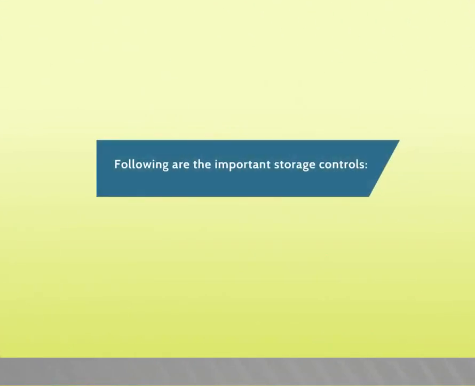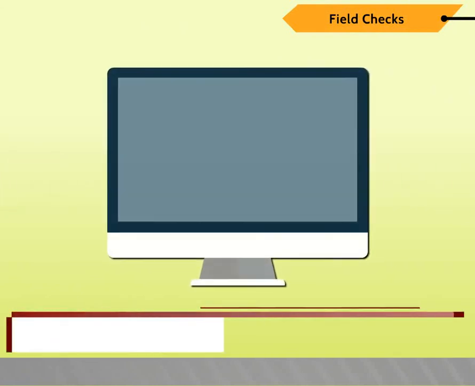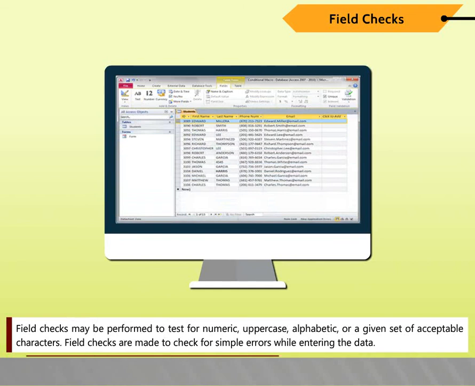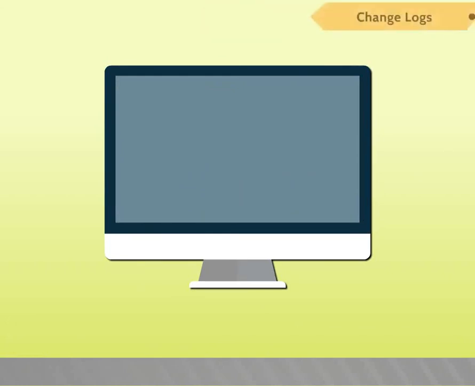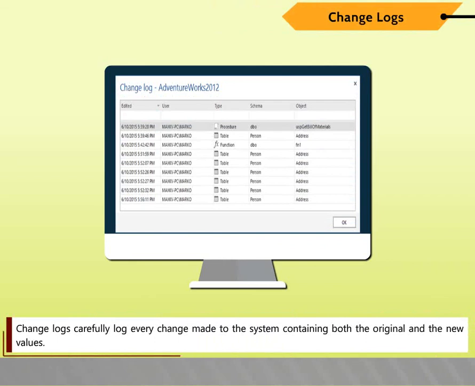Following are the important storage controls. Field checks. Field checks are tests for appropriate values in a position or action. Field checks may be performed tests for numeric, uppercase, alphabetic, or a given set of acceptable characters. Field checks are made to check for simple errors while entering the data. Change logs. Change logs carefully log every change made to the system containing both the original and the new values.